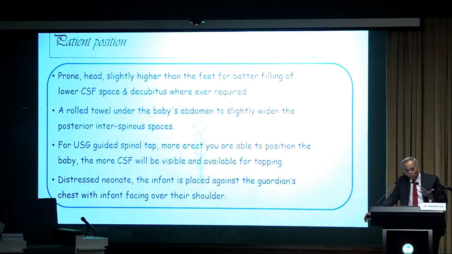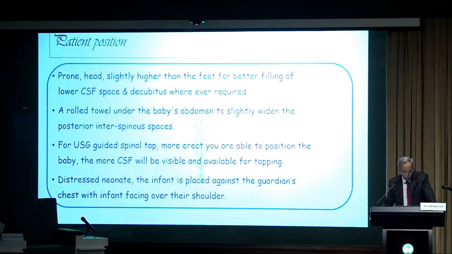That is where we would like to evaluate the lesion, or wherever the lesion has to be evaluated, we try to pull the CSF into that region, so that we can get a good contrast. At the same time, there are certain instances where we can even position the neonate in a decubitus position. And not only that, we try to put a rolled towel below the abdomen of the baby in order to widen the posterior arches, so that you can use the opening or the window as an acoustic window.